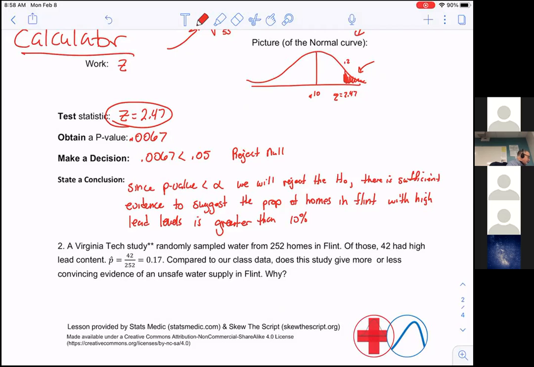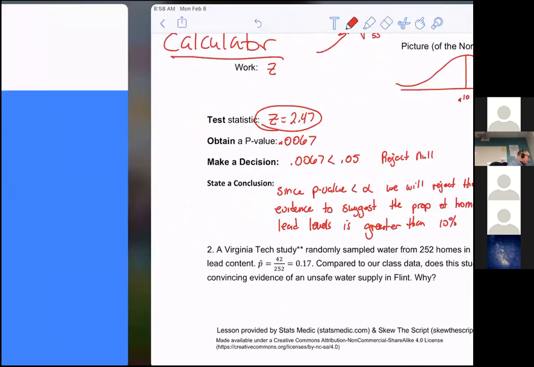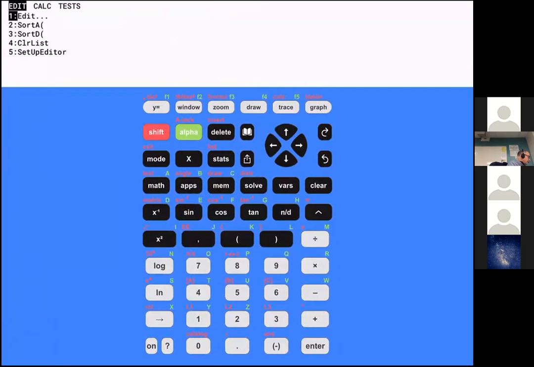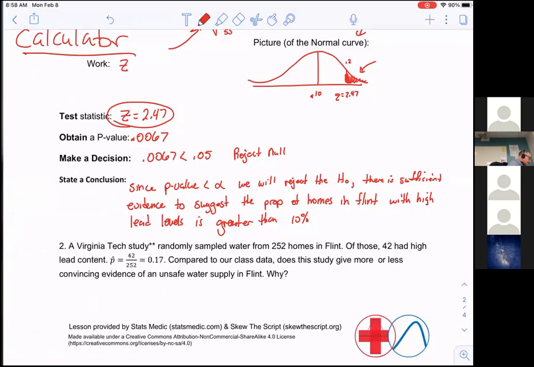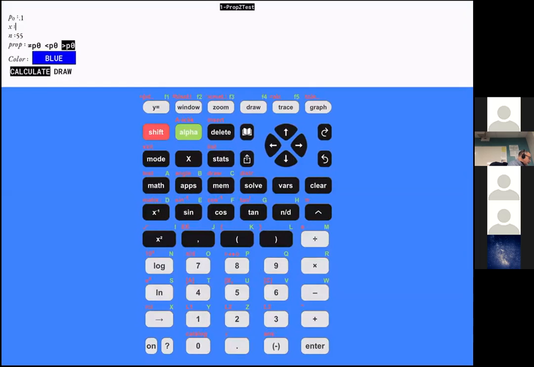What's going to happen to this? Let's do this: 42 out of 252. Let's come over here. Stat. Before we do this, do we have any idea what we're going to come across? Are we going to get a bigger z-score or not? It's still 10%, isn't it? Clear. I already forgot. Was it 42 out of 252? Before I hit the calculate button, can we have an idea of what's going to happen? Is my p-value going to get smaller or larger?